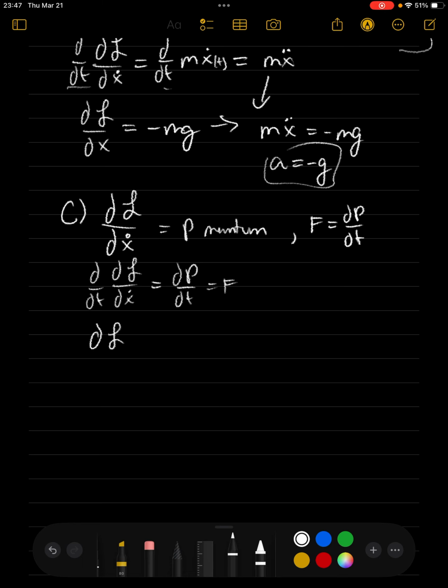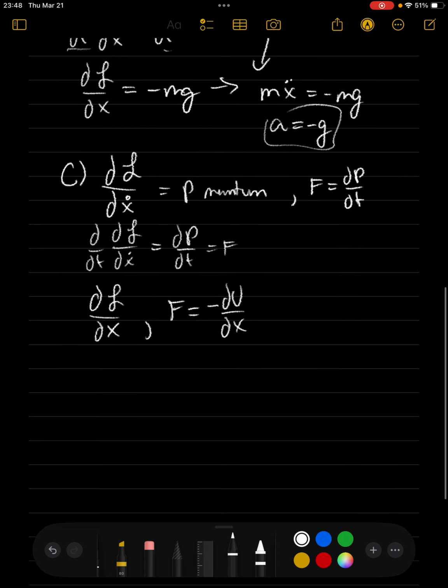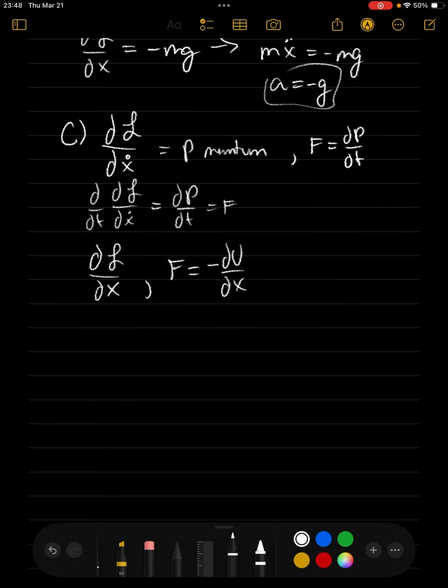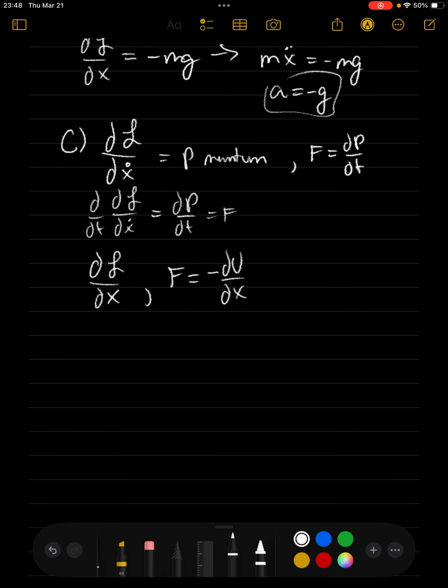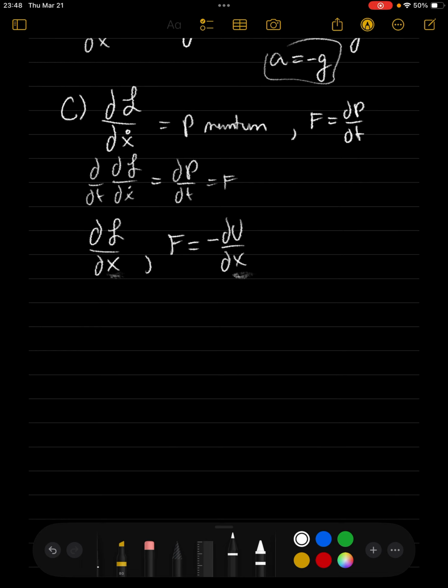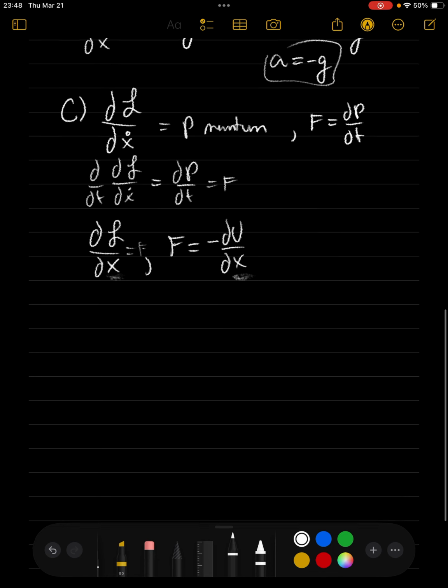Looking at the Lagrangian right here with respect to the position, we know that force is equal to minus dU over dx, right? So we can actually see that this right here is the energy, and this is over the variable of itself. So in both these cases it would be the position. So we can see that this is also equal to a force in a way.